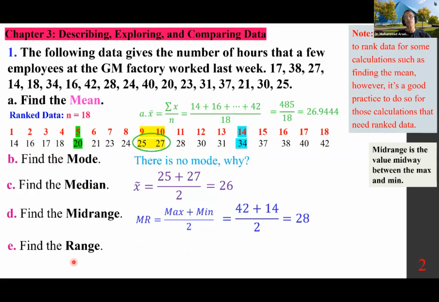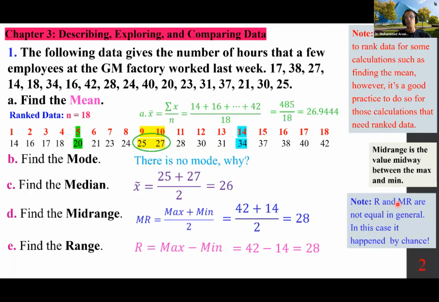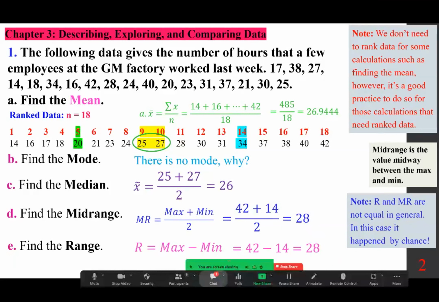Range, by definition, is the maximum value minus the minimum value, which is 42 minus 14. We get 28. Please don't be under the assumption that these two numbers are always the same. By no means. In fact, almost never. So note R and MR, meaning range and mid-range, are not equal in general. In this case, it happened by chance. And that's important to understand. It happened by chance.